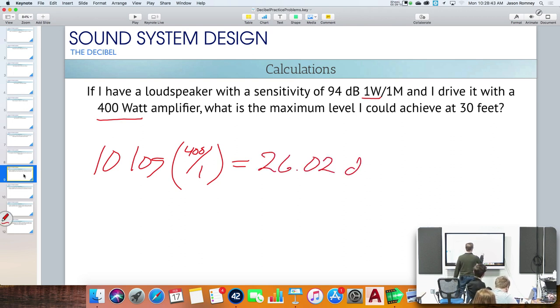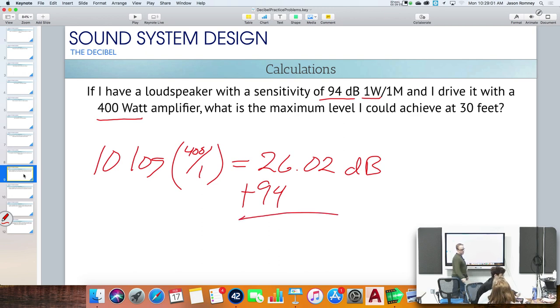It's 26.02. Okay. So that's the dB difference between 400 watts and 1 watt. It only takes 1 watt to get 94 dB. So I would take 94 and add that to the 26.02, and that would be my dB level at 1 meter with 400 watts. So what is 26.02 plus 94?